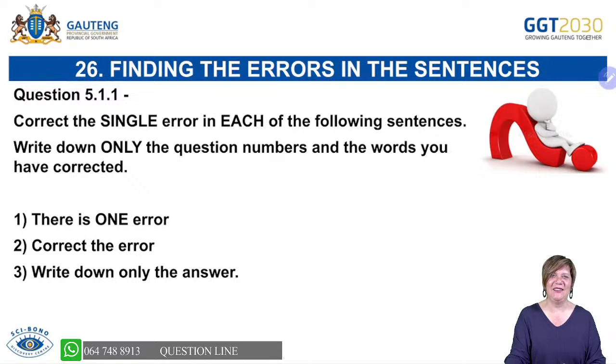Now, your first question is that dreaded question where you have to identify errors and you only have to write down the answer. Now, I have some tips for you. Please remember, there is only one error per sentence. Remember to correct the error and write down only the corrected answer. In other words, you don't have to rewrite the sentence. We don't want you to do that. We only want the answer.